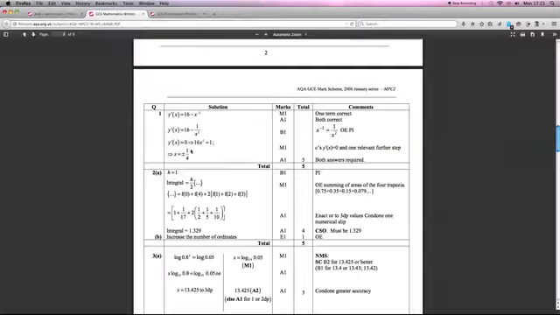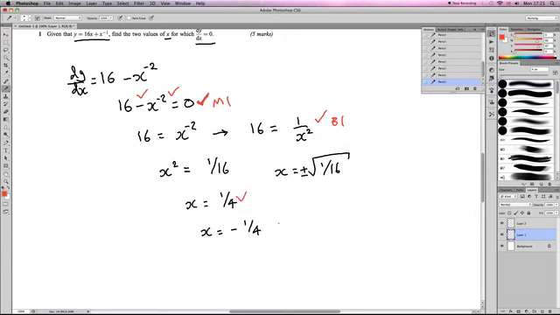And last but not least, you have basically one last mark for both answers. That's plus and minus a quarter. So plus and minus a quarter. So there's 5 out of 5. Alright, swap over to question 2 now.